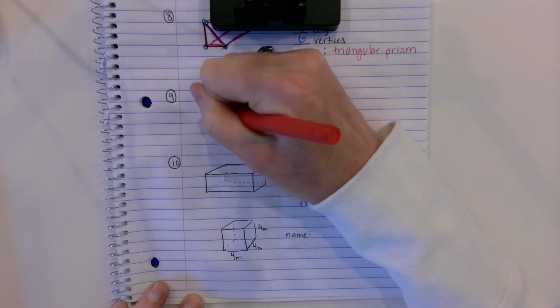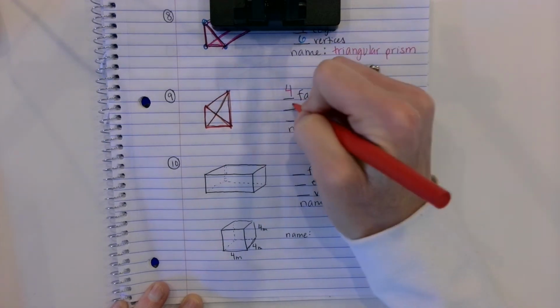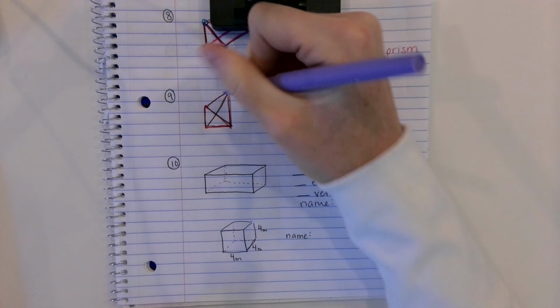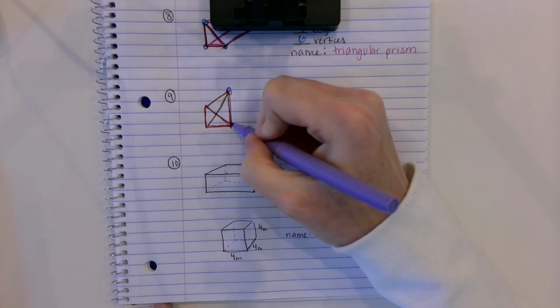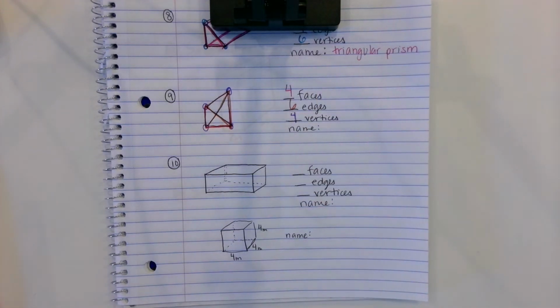1, 2, 3, and then bring it all up. 4, 5, 6. So 6 edges. And then how many vertices? So how many points? 1, 2, 3, 4. 4 vertices. Let's name this figure.